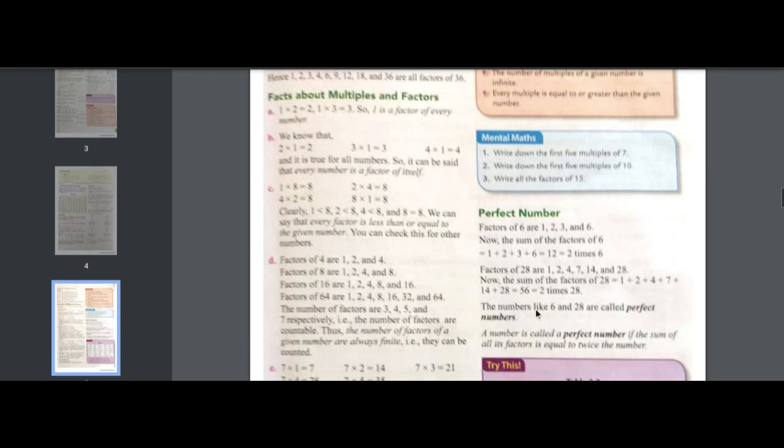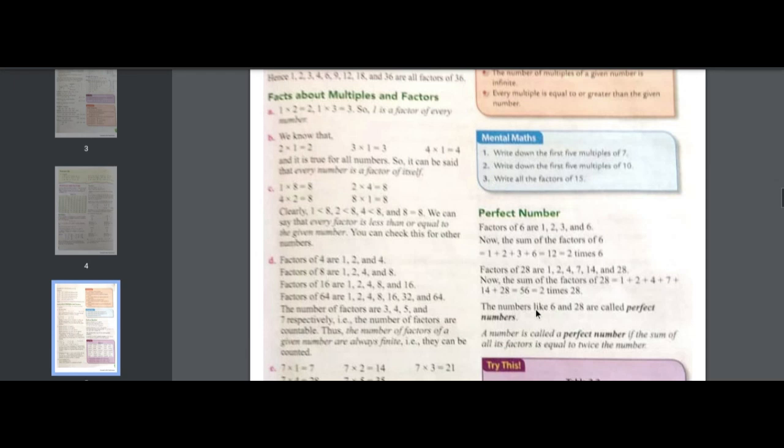First 5 means they gave the range from 1 to 5. 7 ones are 7, 7 twos are 14, 7 threes are 21, 7 fours are 28, 7 fives are 35. These are the first 5 multiples. You just have to write the table of 7. If they give the range, then you just write the table of that given number. If they ask you to write all the multiples of 7, then you have to switch the places. For example, 7 ones are 7, then the multiples will be 1 and 7.